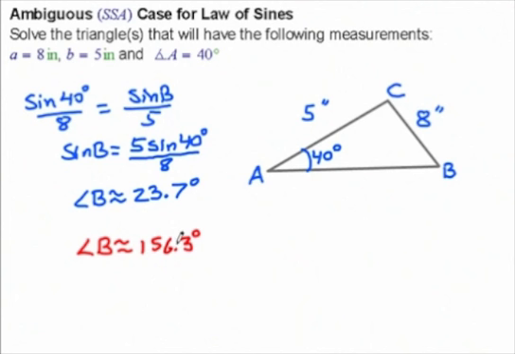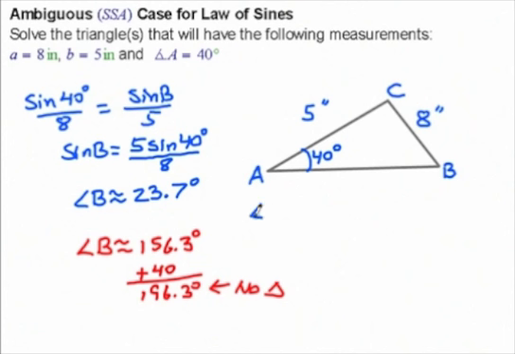Now is that going to work? Well, if we add 40 to it, we're going to get 196.3 degrees, which is not going to be in a triangle out of that one. So we're not going to get a triangle out of the second angle. So the only thing we have is angle B is 23.7 degrees. And now we can go through and find all the other information.